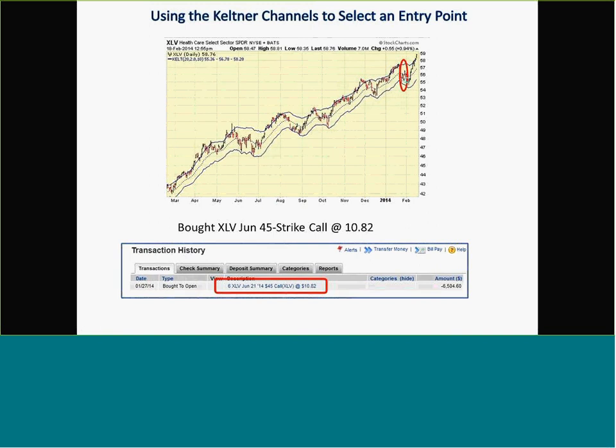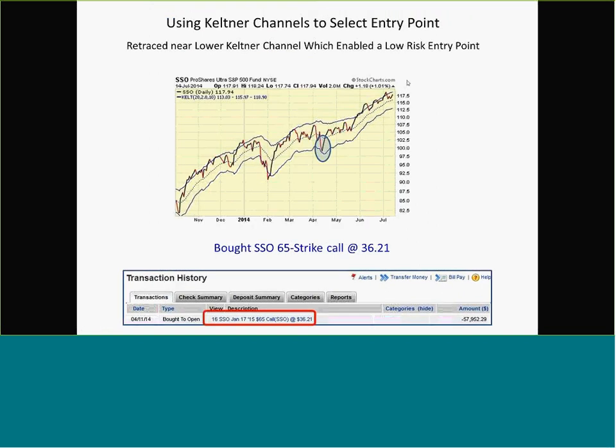Here's another example. This is for the ProShares S&P 500 leveraged fund back in April. It retraced towards the lower channel, so I bought the January 65 strike call right here. Again, you can see this is in a strong uptrend, but there are times when it gets oversold, and that allows us to enter this market. So right here, I bought the 65 strike call at 36.21, and then we can see that there was very little retracement after I bought those 65 strike calls.